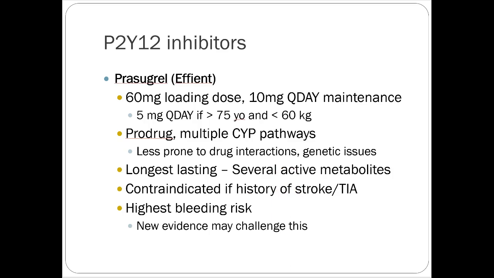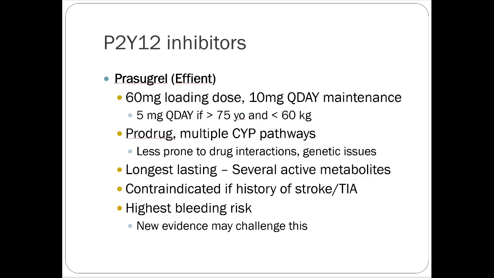Prasugrel is the second P2Y12 inhibitor, probably the least used. Effient is the brand name. Again, loading dose and maintenance dose are there. This is another prodrug, but it has a ton of different pathways to get to its end point, so it's really not prone to drug interactions or genetic issues, because if somebody has some polymorphism, they probably have another pathway the liver can use to metabolize that into the correct form.